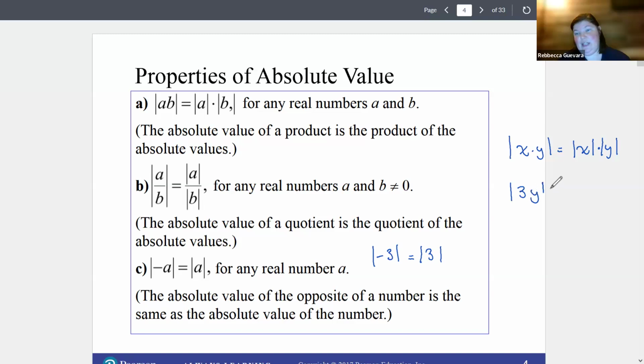However, if I had 3 times y, this is a little different. I can drop the absolute value off that 3 because I know it's just going to be 3. The y, I do not know what it is, so I have to keep the absolute value on anything that is a variable. This is usually where I see a mistake: we think we can drop those absolute value bars when we can't.